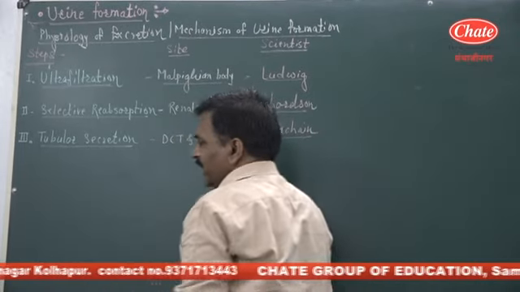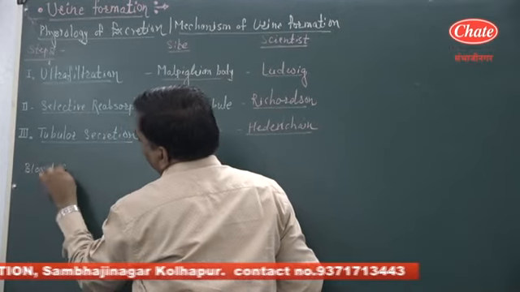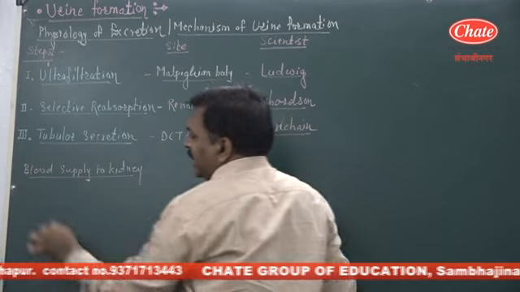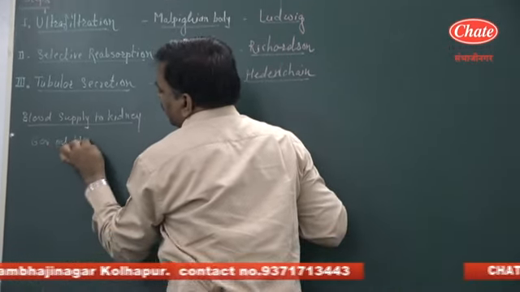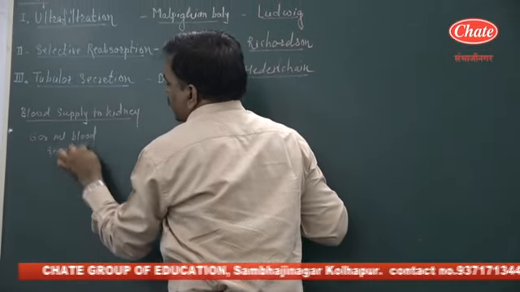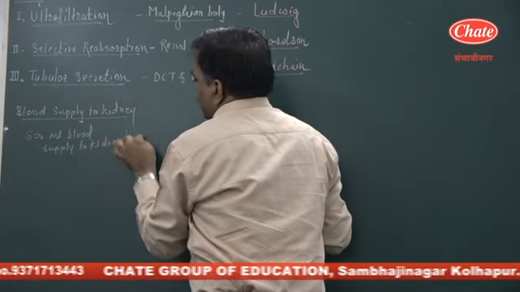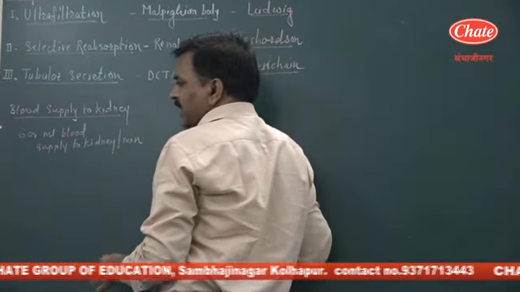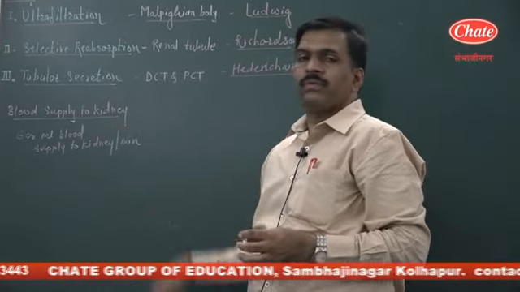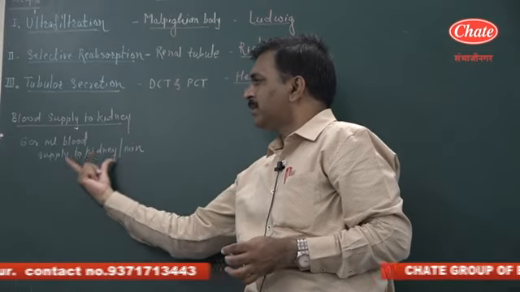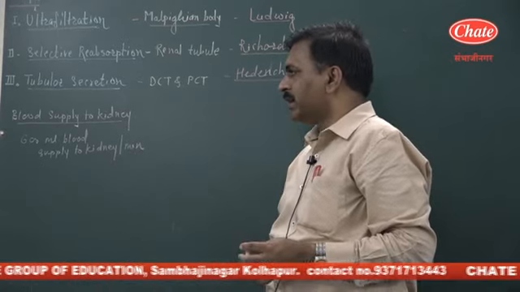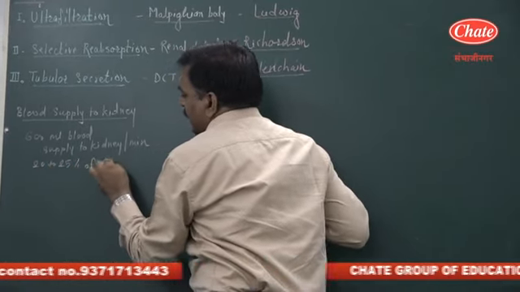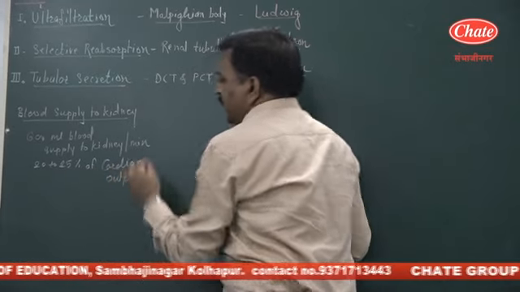Before going into detail, remember one point, that is the blood supply to the kidney. On average, 600 ml of blood is supplied to each kidney per minute, so both kidneys together receive about 1200 ml per minute. This is about 20 to 25% of cardiac output.